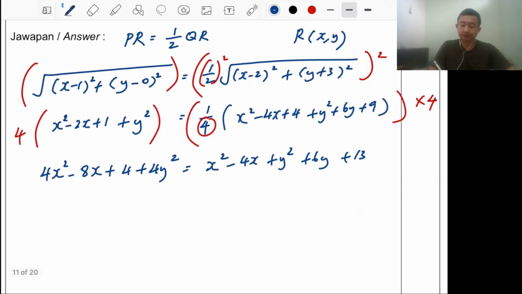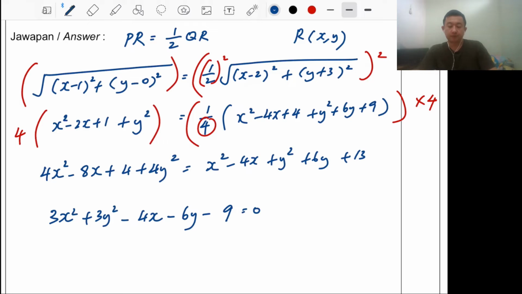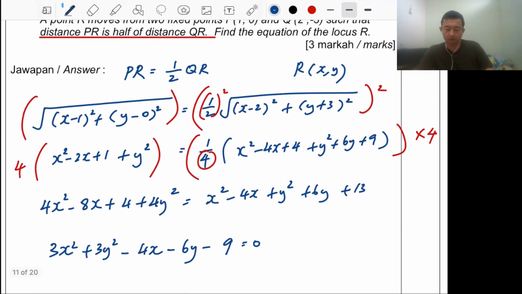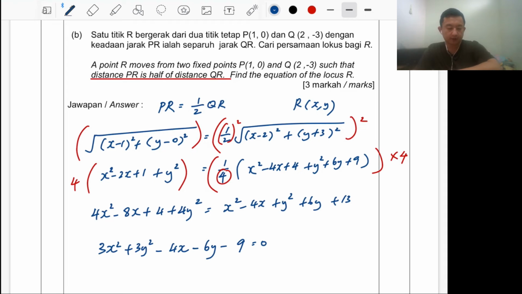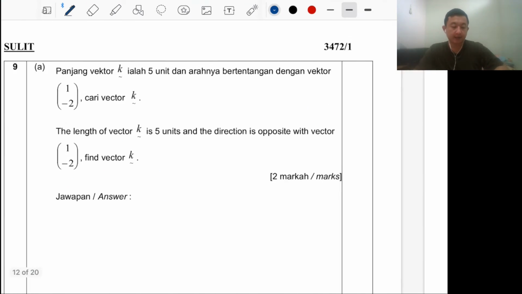Okay, simplify it. 3x squared plus 3y squared minus 4x minus 6y minus 9 equal to 0. Okay, this should be the locus for R. Okay, equation of locus of R.